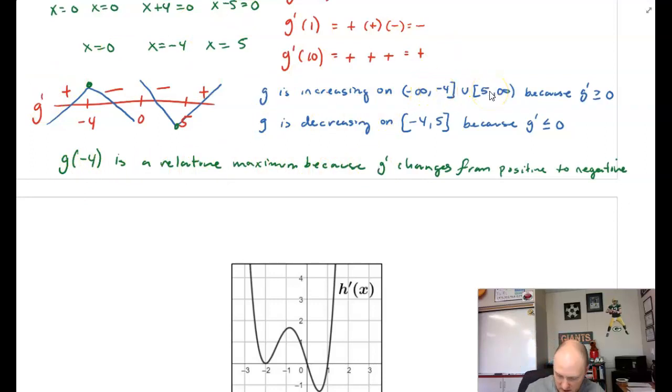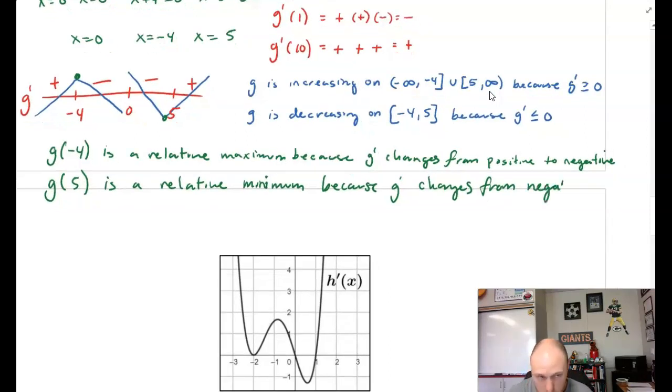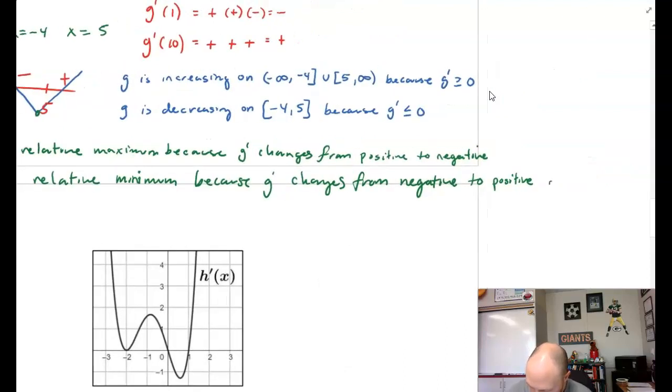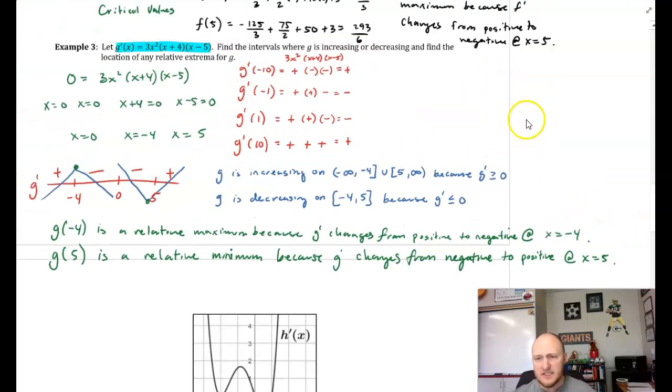Okay, so there's my first one. And my second one: g of 5 is a relative minimum because g prime changes from negative to positive. That is how you find relative extrema.